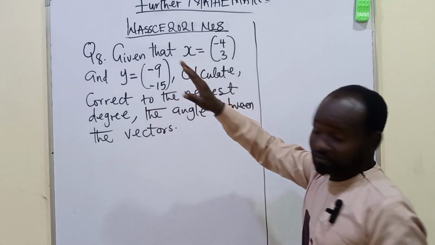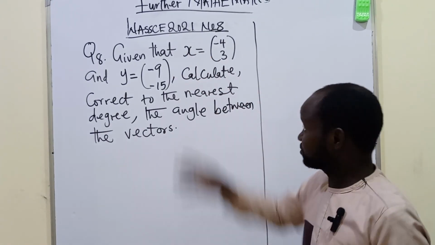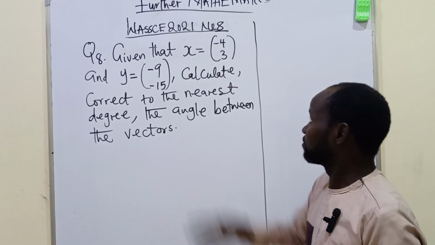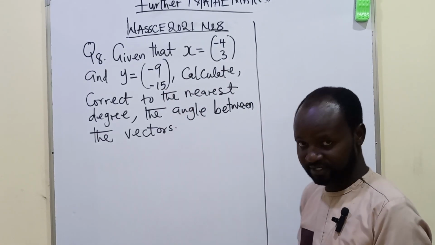We're looking at a question from WAEC 2021. This is Further Mathematics, question 8 from 2021. This is the theory part and this question carries 6 marks.